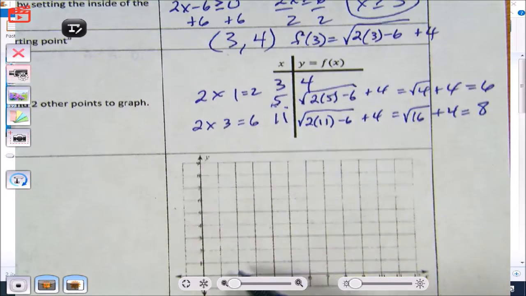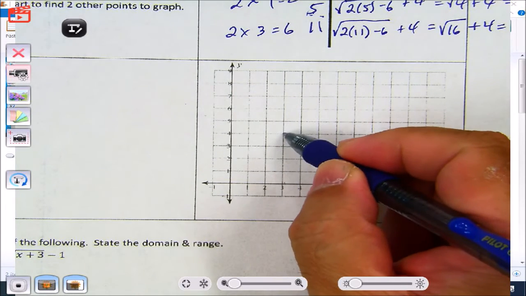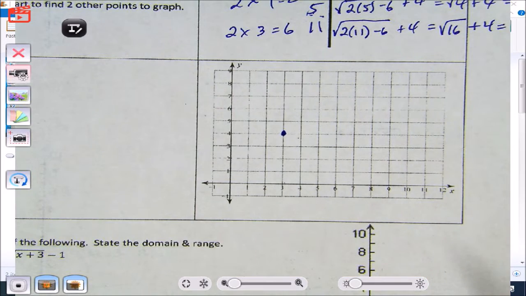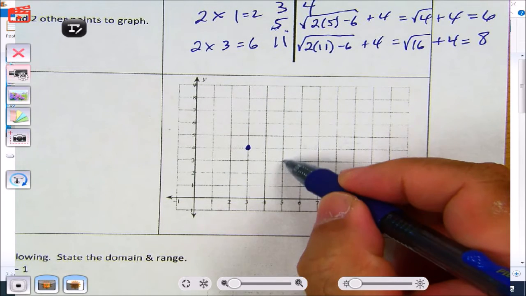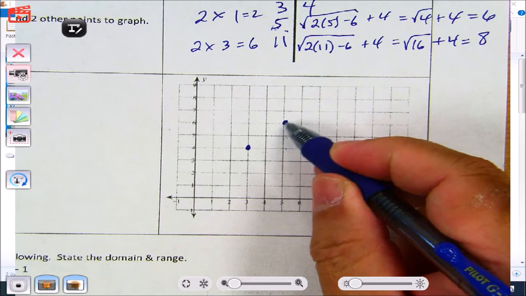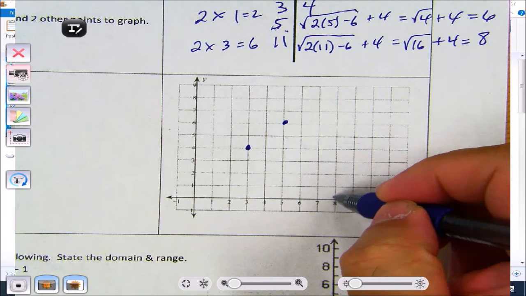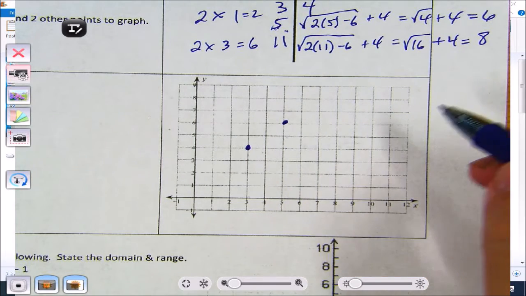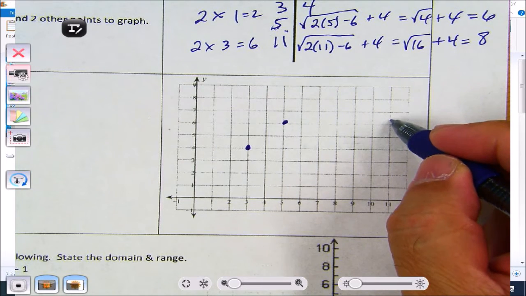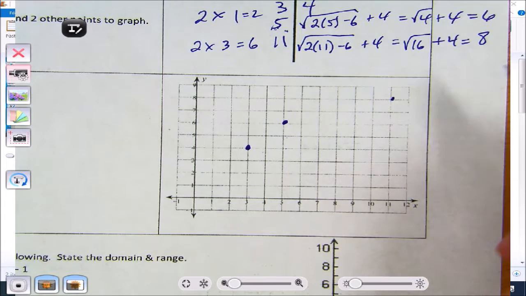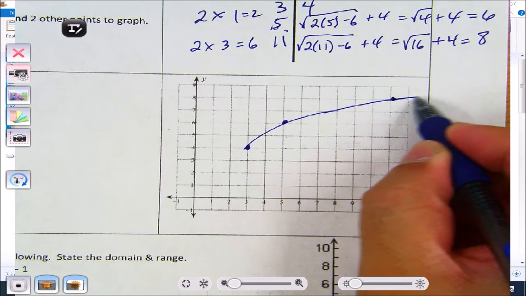You got 3, 4. So you go over here and plot 3, 4. That's 3, 4. And what's the next one? 5, 6. So 5, 6. All right, what's the last one? 11, 8. So 11, 8. That goes up like that. There's my graph.